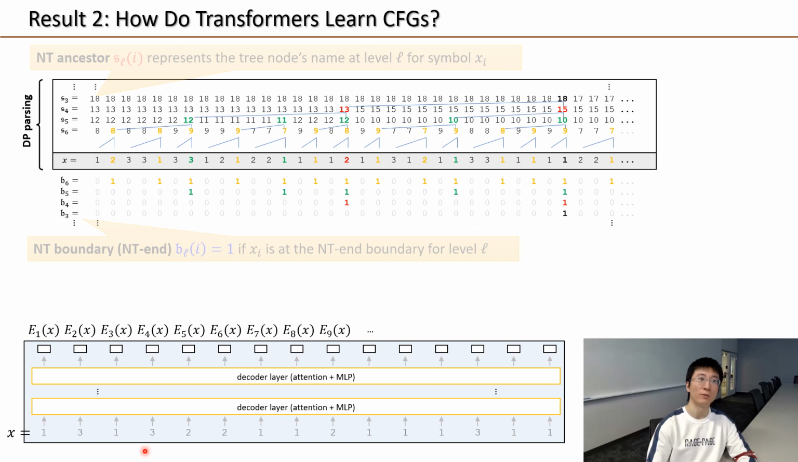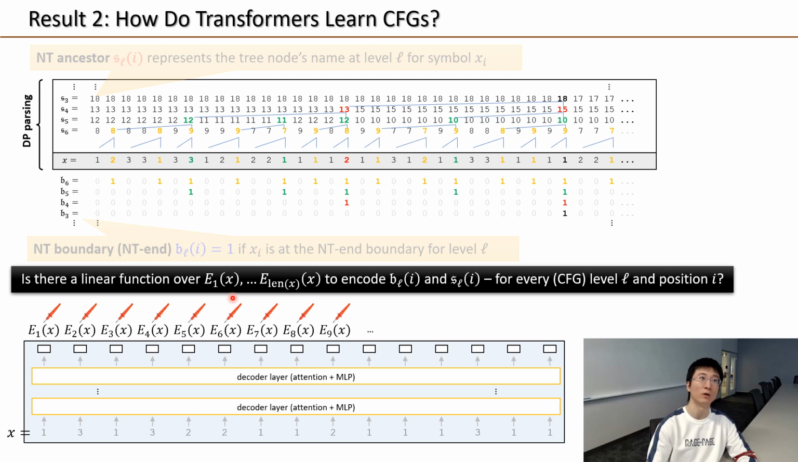And from this last layer, we want to do probing by checking if there is a linear function over the E_i's that happens to encode the BLs and the SLs for every CFG level L and for every position i. If so, then we know that the last layer, up to a linear transformation, has already learned and encoded such knowledge about the NT-boundary and NT-ancestor information. So that is the plan.